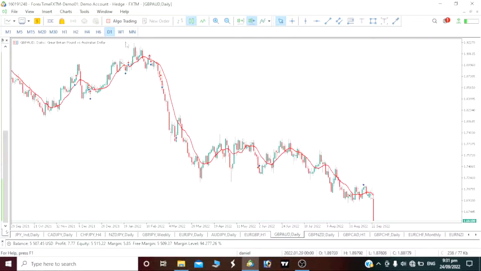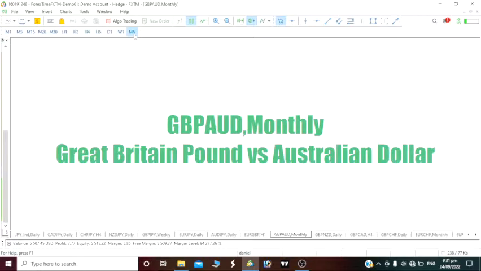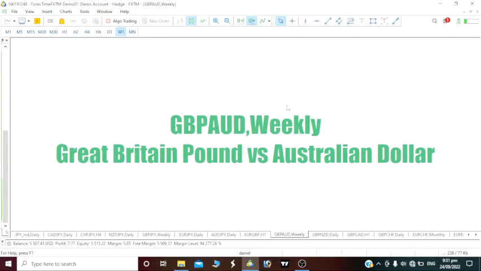Next one I have is our GBPAUD. So, a better analysis on this GBPAUD. I should have said we look at the monthly time frame, but let's see what the monthly time frame says. Can't really get it. It's not loading. Wow.